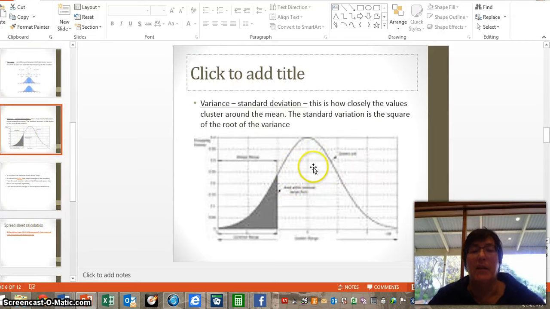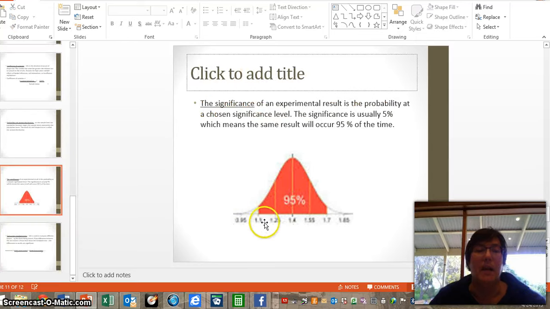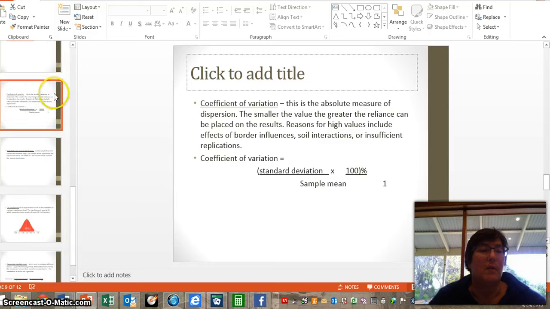Variance, standard deviation. This is how closely the values cluster around the mean. The standard deviation is the square root of variance. So this is how you work out the standard deviation. Let's just go a little bit further on. Here we go.